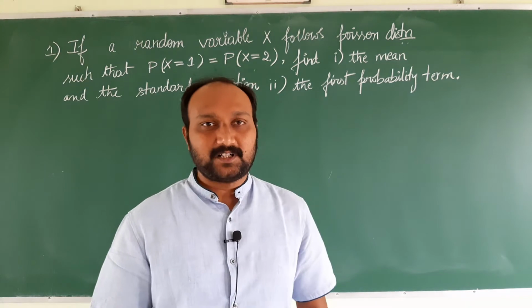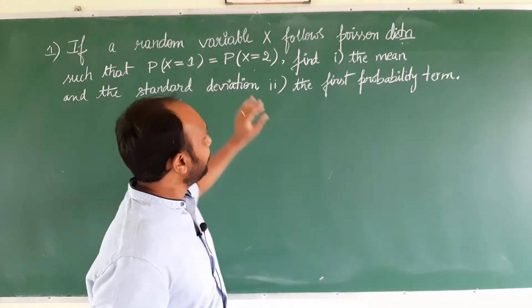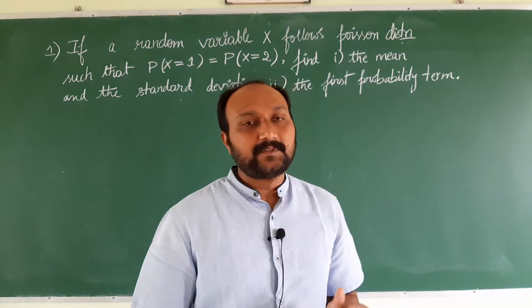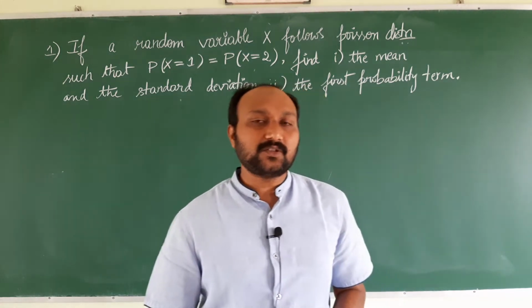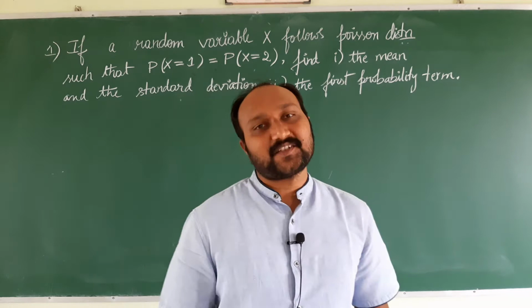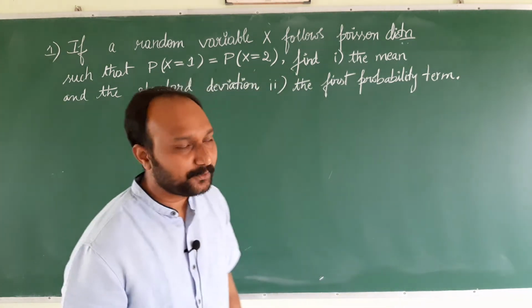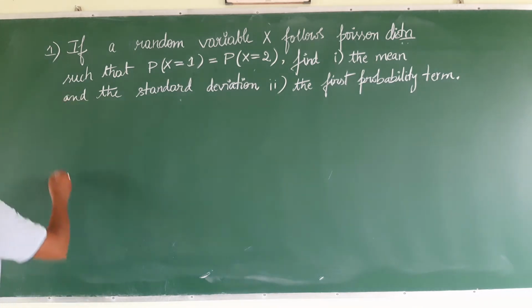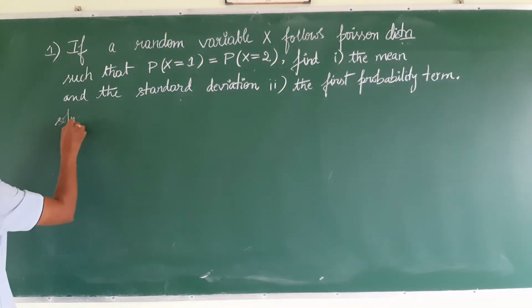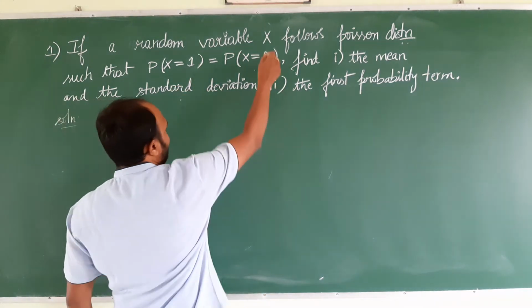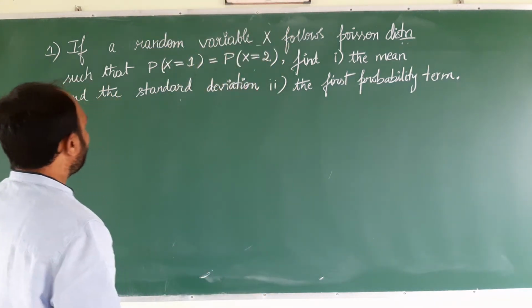It's a very simple question. In order to solve this question, you need to know what is the parameter of the Poisson distribution. Along with that, you need to know what is the PMF of Poisson distribution. If you know these 2 things, you can solve this particular problem. So, what is given for us? A random variable x follows a Poisson distribution.